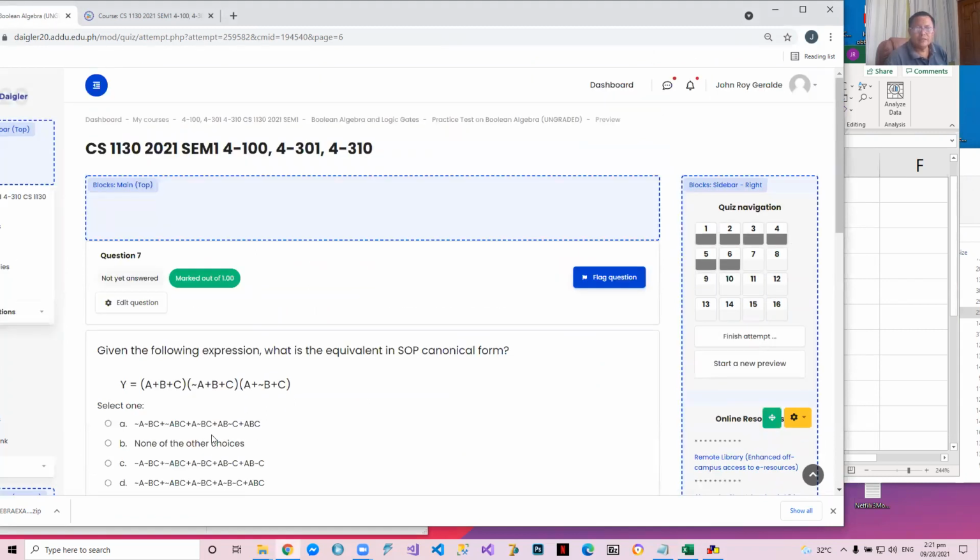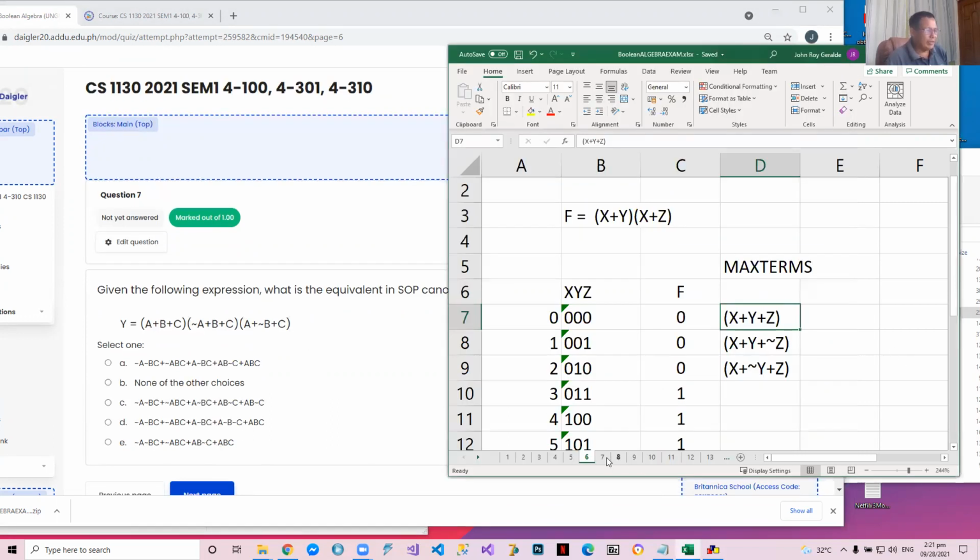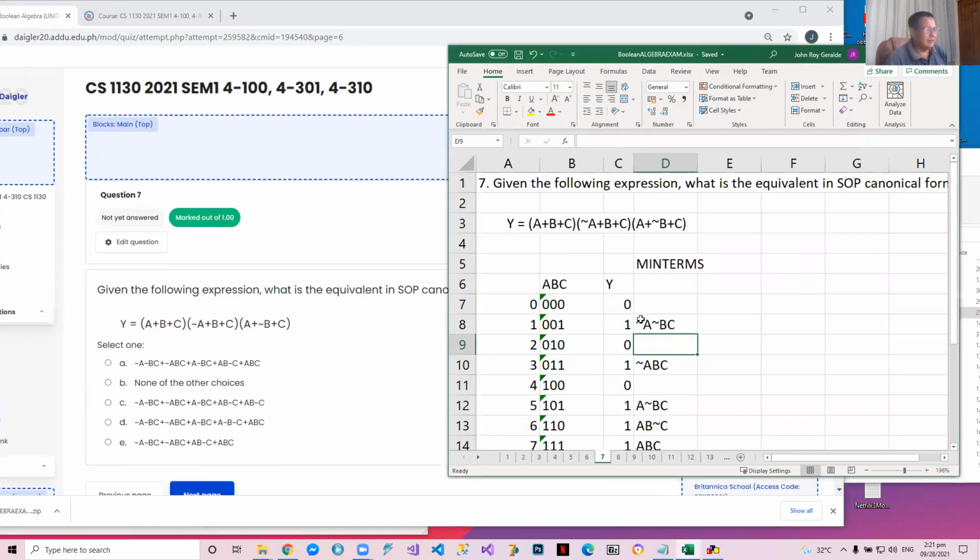Any questions so far? We'll just finish this, okay? Number 7. So anyway, the others are easy. Let me just go through this quickly. This is easy because we are supposed to get the equivalent SOP form. Do we need to create the circuit? No, because these are max terms.